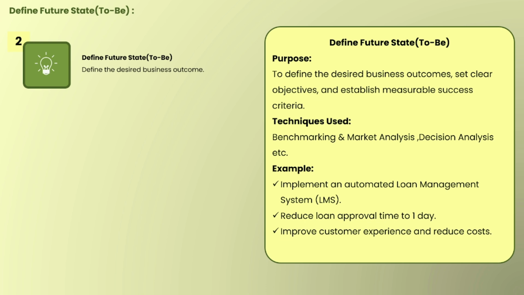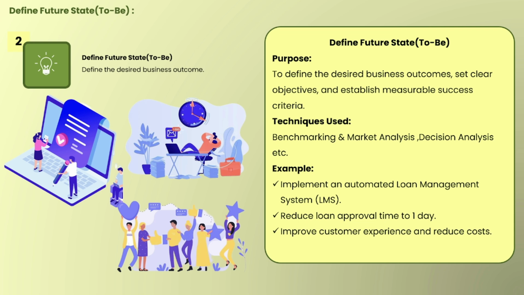In this way we can measure the success criteria of any particular project. The techniques used for the to-be state are benchmarking and market analysis, decision analysis, and many more. So we will see benchmarking and market analysis here. The examples are: implement an automated loan management system, reduce loan approval time to 1 day, improve customer experience, and reduce cost. So these are defined as a future state while doing strategy analysis. Now we will check the method.